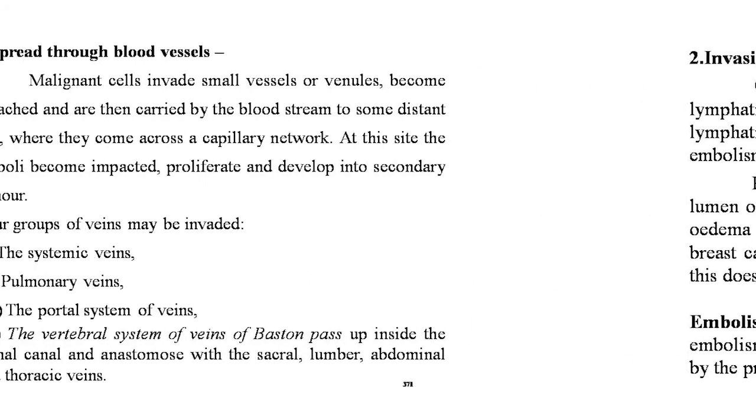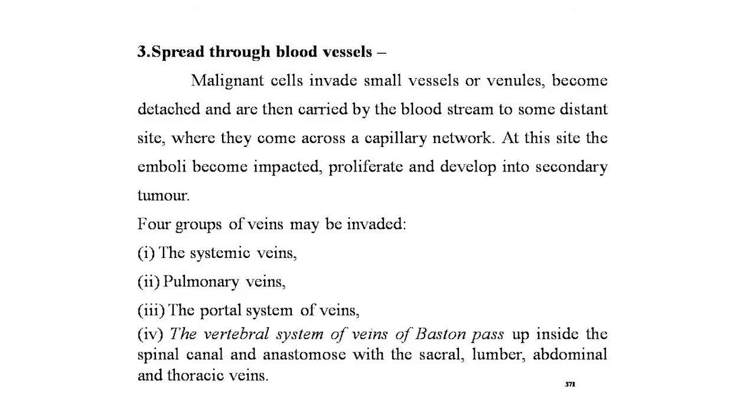Now the third route of the spread of malignant tumors is spread through the blood vessels. Malignant cells invade small vessels or venules, become detached and are then carried by the bloodstream to some distant site, where they come across a capillary network. At this site, the emboli become impacted, proliferate and develop into the secondary tumor.